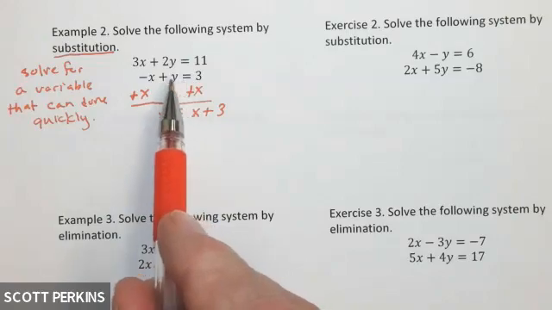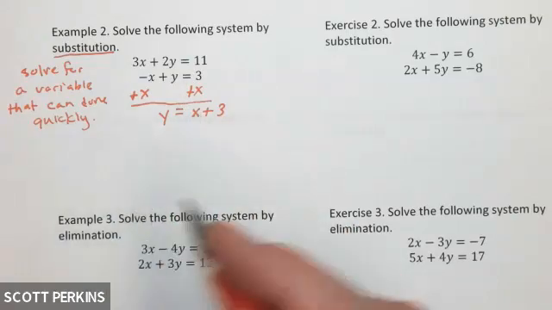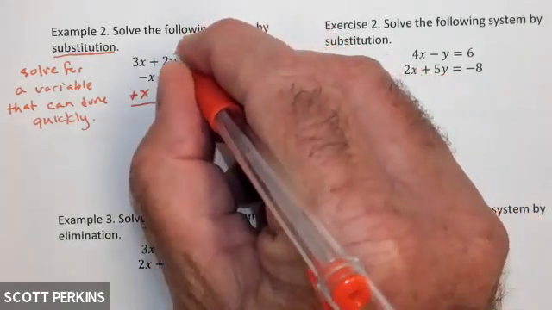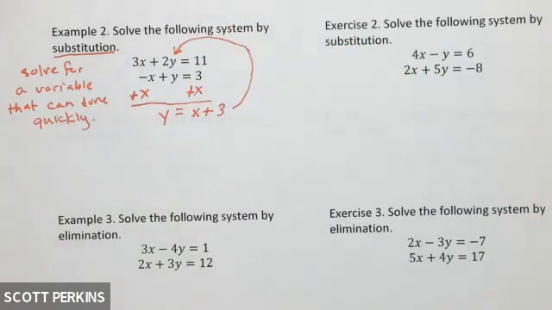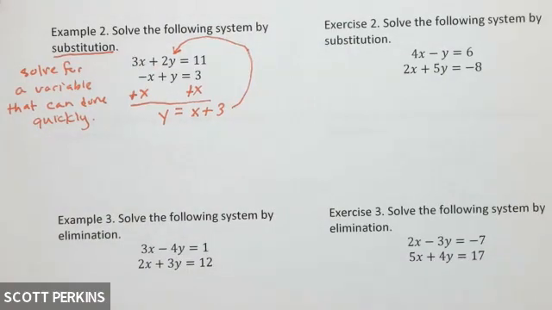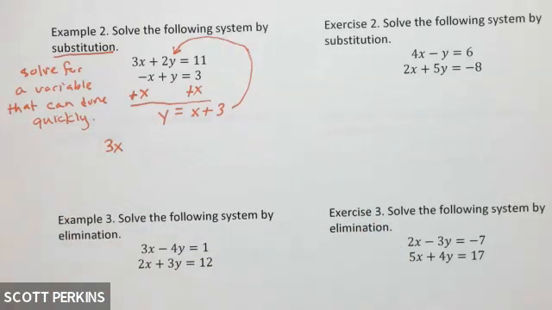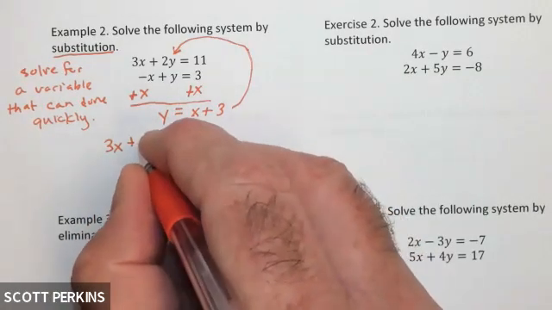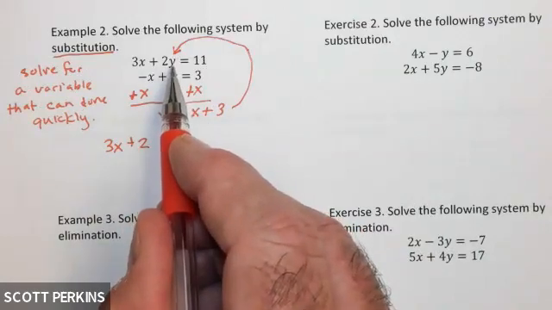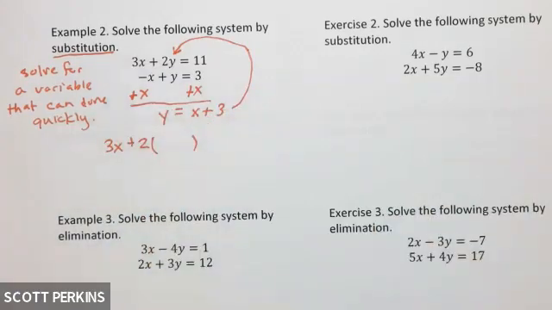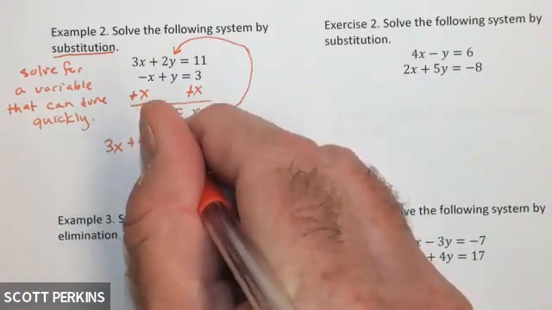So now I'm going to take what I've just done with this second equation, and since this is y equals x plus 3, I'm going to plug that up here into the y value of the first equation. And so the first equation becomes this. I've got 3x, and then plus 2, but up here it's 2 times y. So instead of a y, I know I'm plugging something in, so I'm going to put some parentheses. And in those parentheses, I put x plus 3.